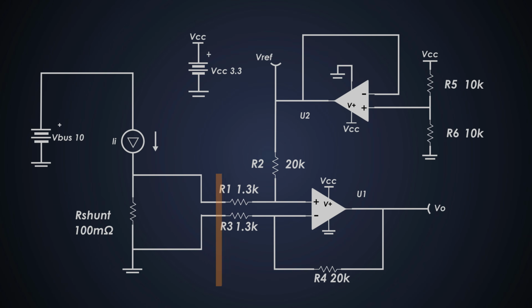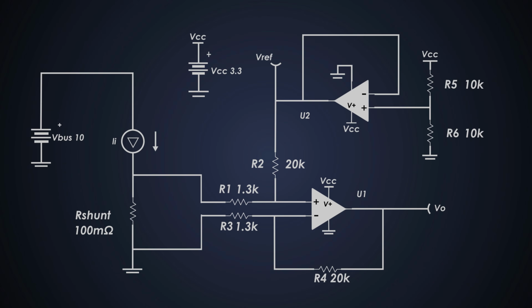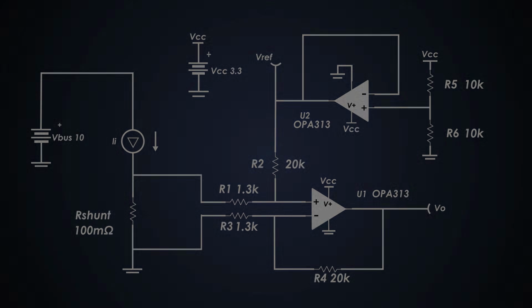The design of U1 is actually a differential amplifier. We have already seen the details of this circuit in this video. You can check more about it by clicking on this card. Finally, we'll select op-amp OPA313 from Texas Instruments for this circuit. Well, we can use simulation tools like TINA from Texas Instruments to simulate this circuit as well. You can check the description for more details.